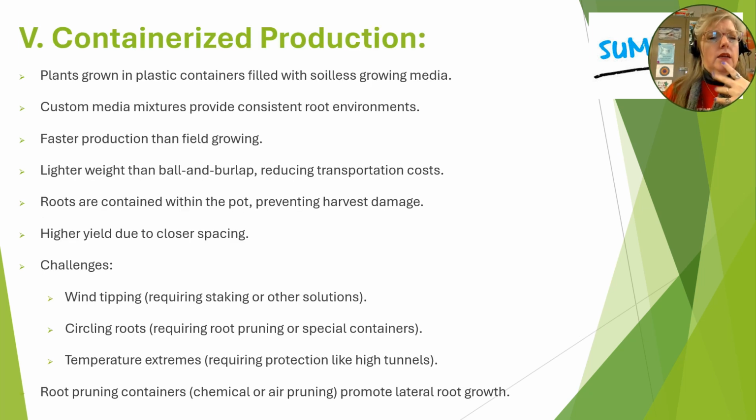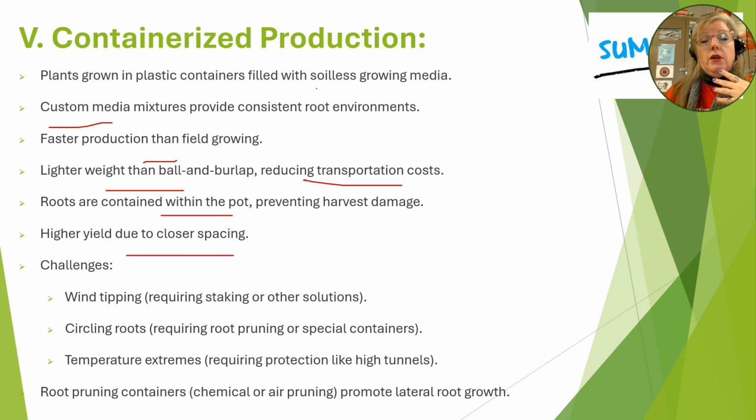Oh, that's tiny. Sorry. All right, so the containerized is the black plastic, usually filled with soilless growing media, and you can make custom media depending on what your plant needs. It's much faster than field growing and lighter than ball and burlap, which reduces transportation cost. The roots are contained within the pot, preventing harvest damage, and you have a higher yield because you can put them closer together. But the problems with this, you have wind tipping, requiring staking or other solutions.